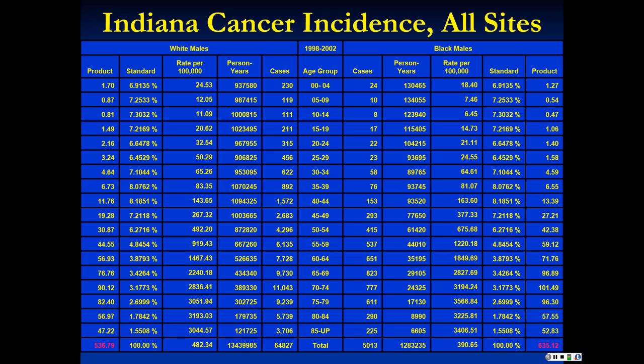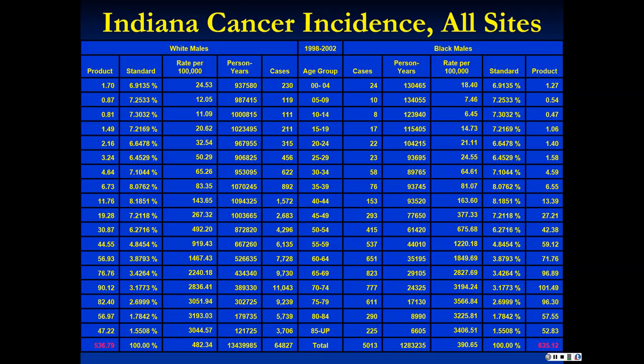So the age-adjusted rate among the white males is 536, and the age-adjusted rate among the black males is 635. And now for the first time we see clearly that the black males actually have more cancer than the white males. They have a higher age-adjusted rate. And that fits with what we saw looking at the curves on that graph.